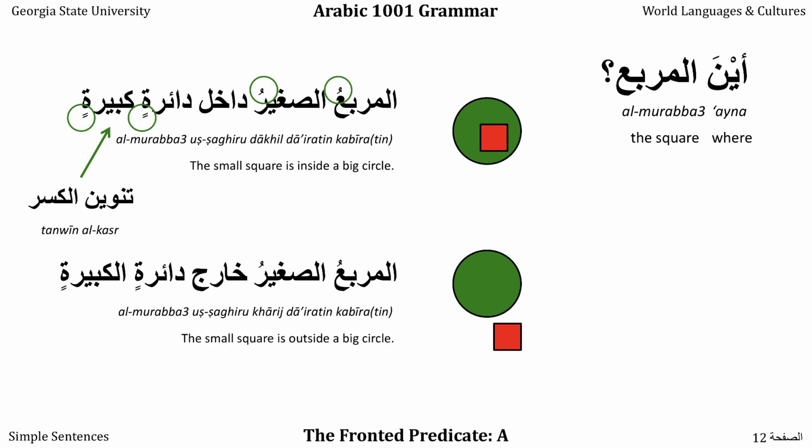Here we have al-murabba as-saghiru kharij da'iratin kabiratin, which is the exact same sentence, only this time the square is outside the circle. Again, the first 2 words get single dhammas because there's no reason for them not to be in the marfu' case, and they're both definite, whereas the final two words get their tanween al-kasr character because they are in the majrur case because they immediately follow a preposition, and they are both indefinite. So, da'iratin kabiratin, a small circle in fancy Arabic.